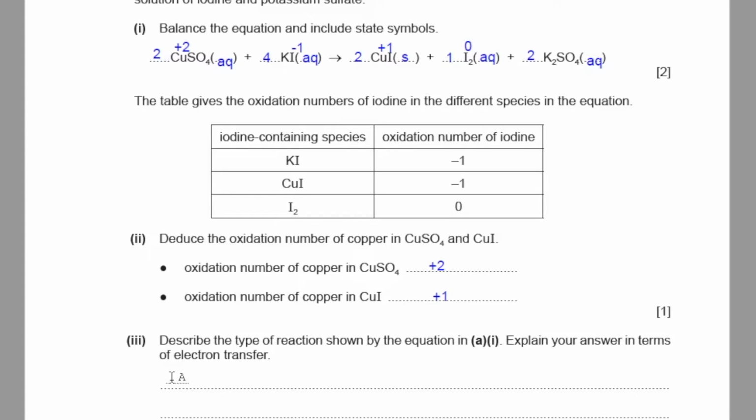So I'll say that's a redox reaction, and the reasoning to it is that copper gains electron and iodide loses electron.